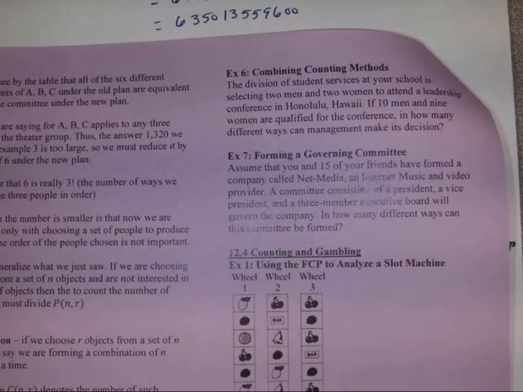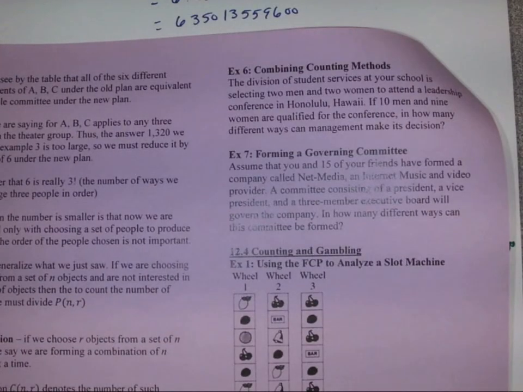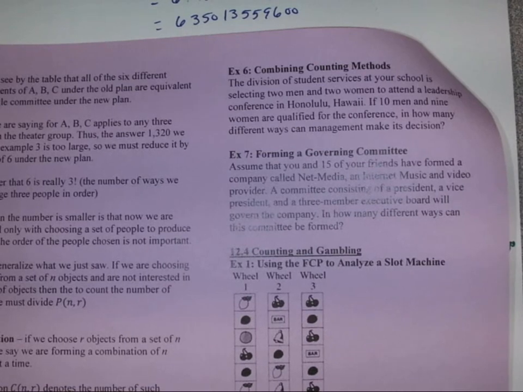All right, example 7. We're going to form a governing committee. Assume that you and 15 of your friends have formed a company called Net Media, an internet music and video provider. A committee consisting of a president, a vice president, and a 3-member executive board will govern the company. In how many different ways can this committee be formed?